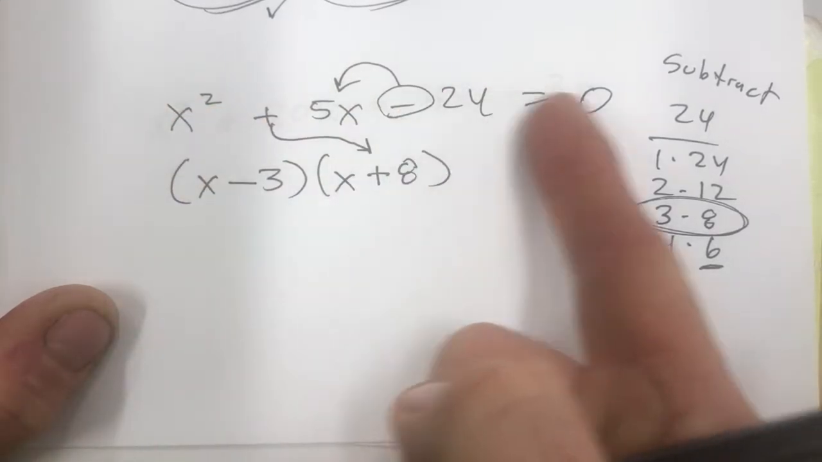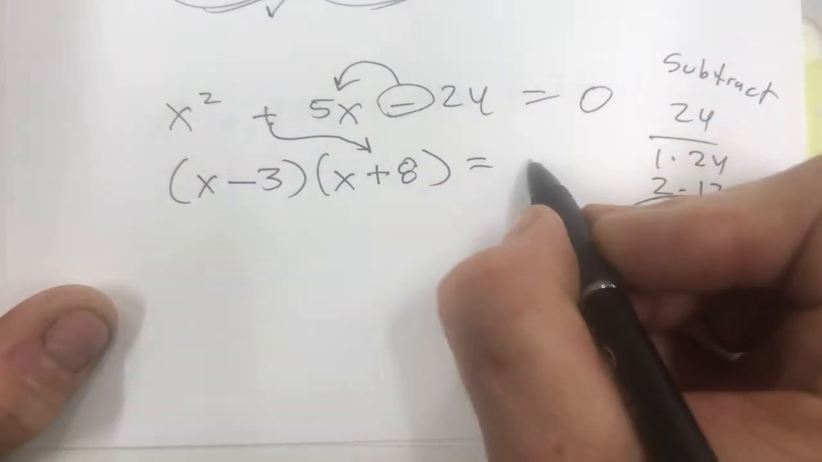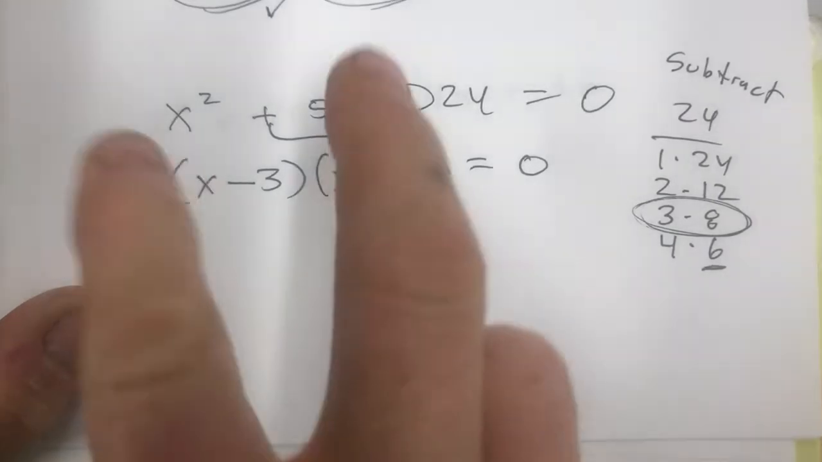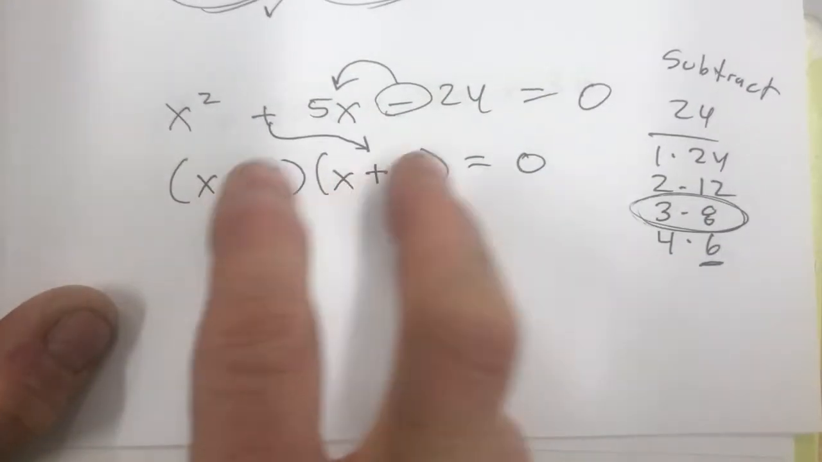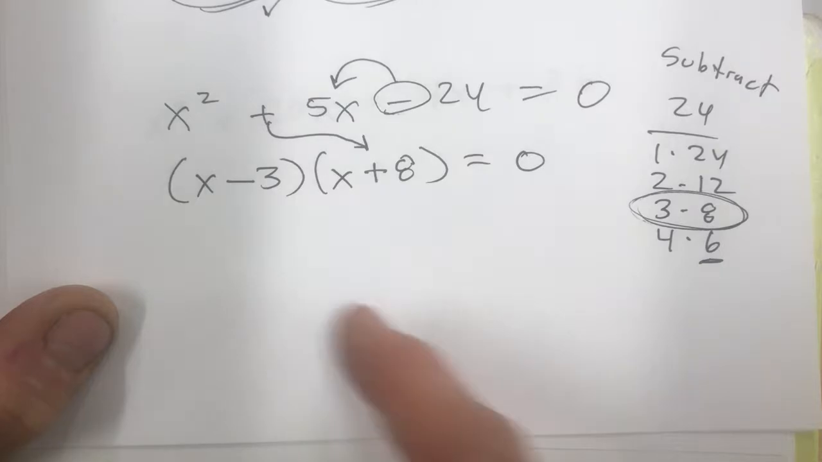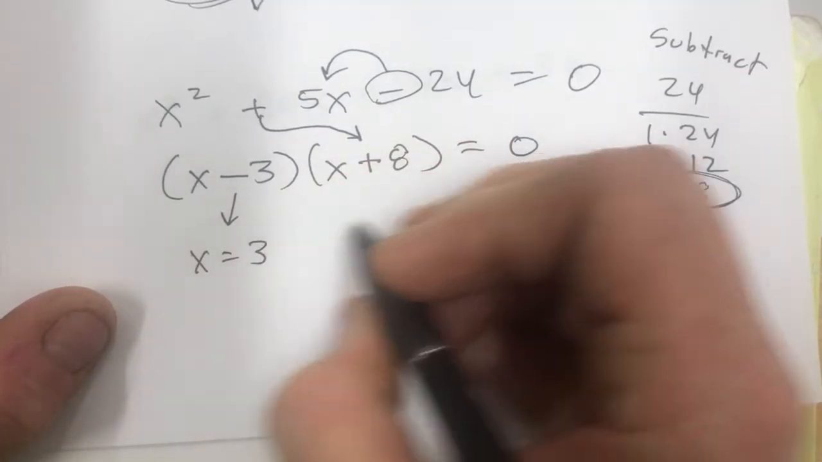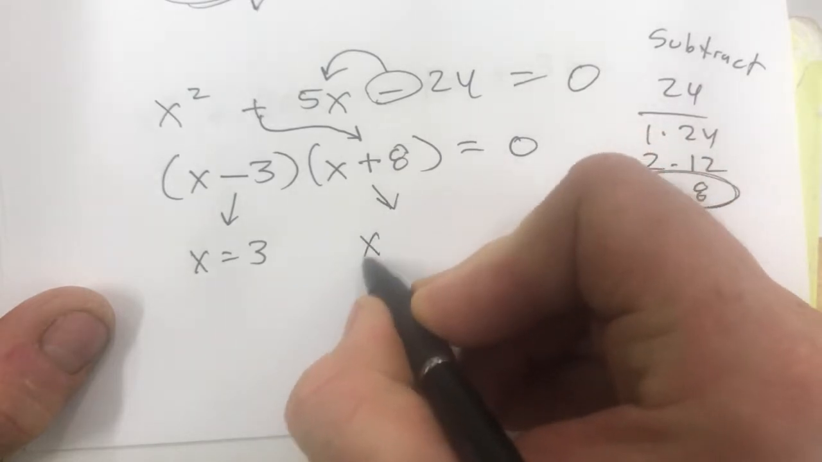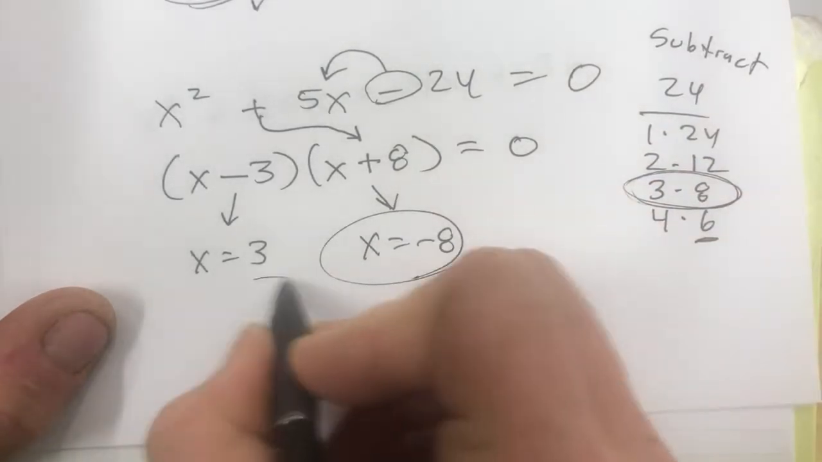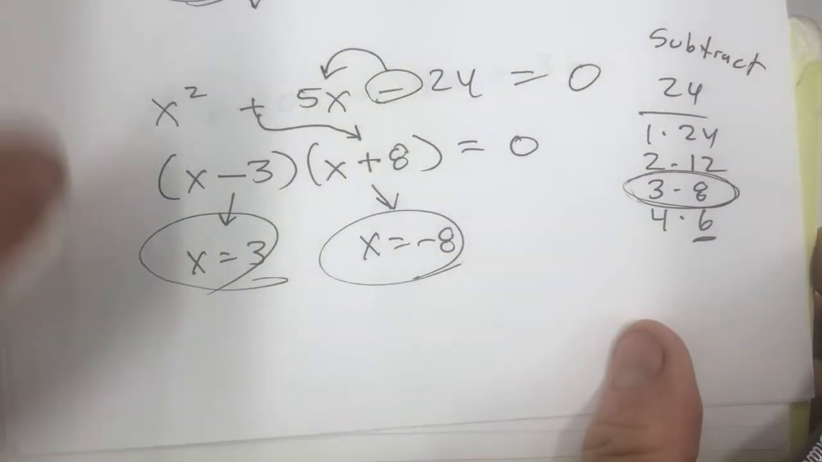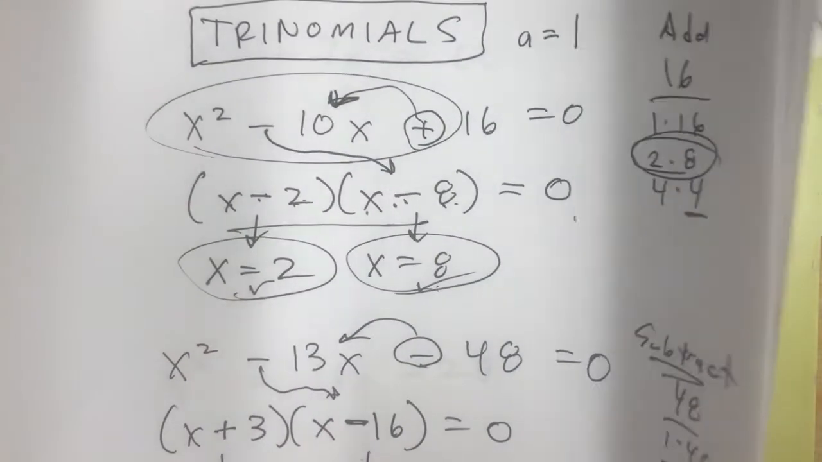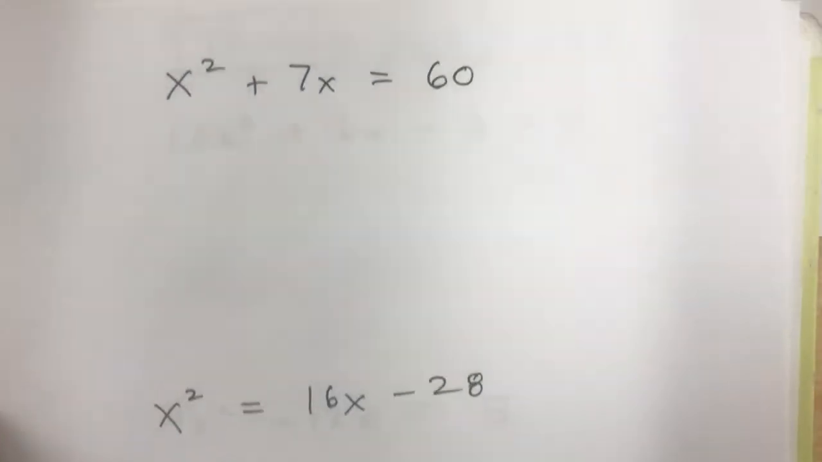Well, this trinomial equals 0, so that means these two factors have to equal 0. And if I have two things I'm multiplying and it equals 0, one of these two things has to be 0. Well, if this one's 0, that means x would be -3. And if that's 0, x would be 8. And there's my two solutions. Okay, now I'm not going to check these this time. I'm just going to go into the next one.